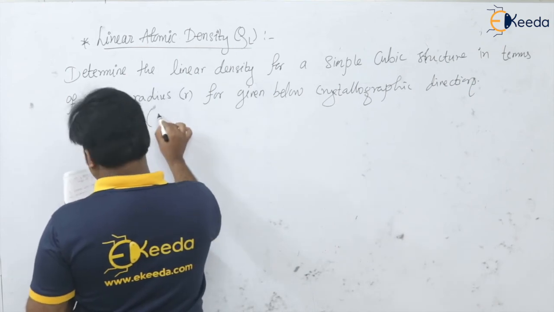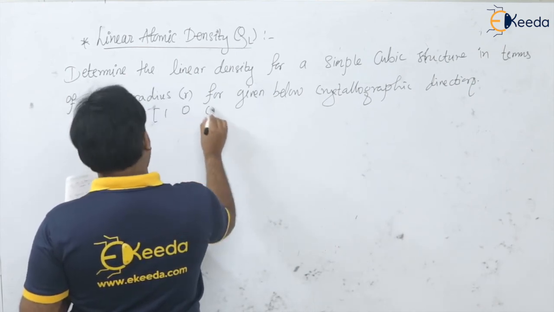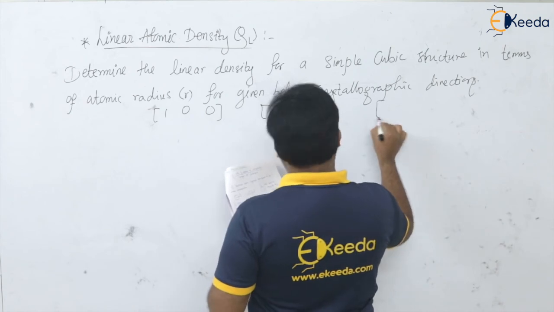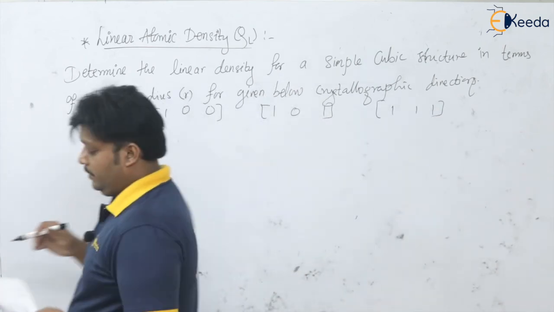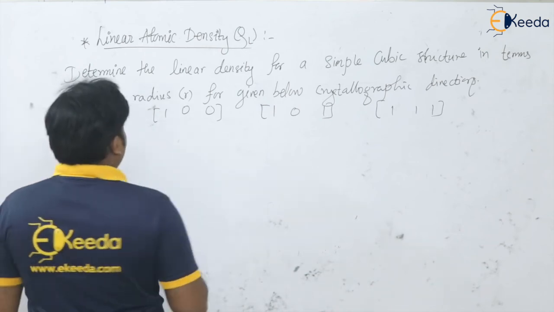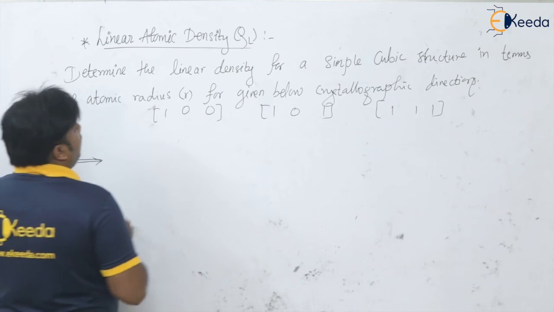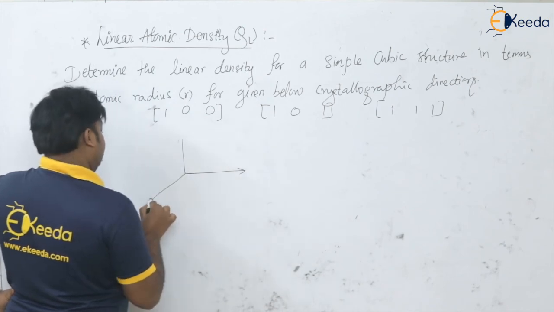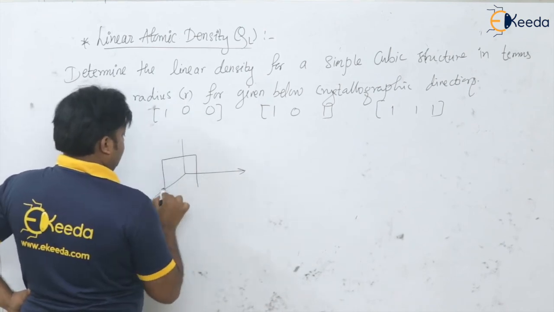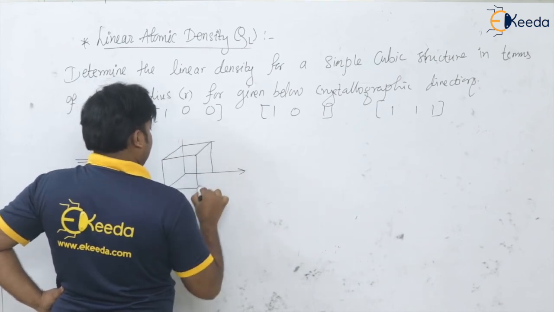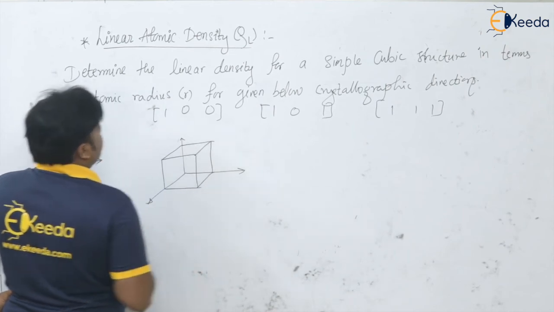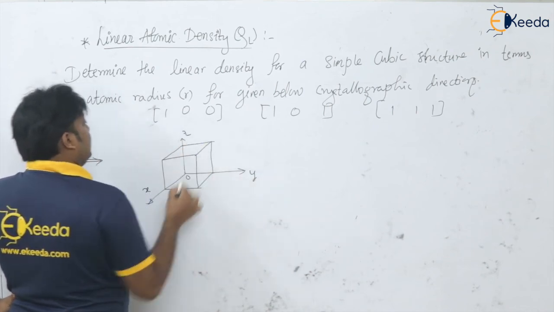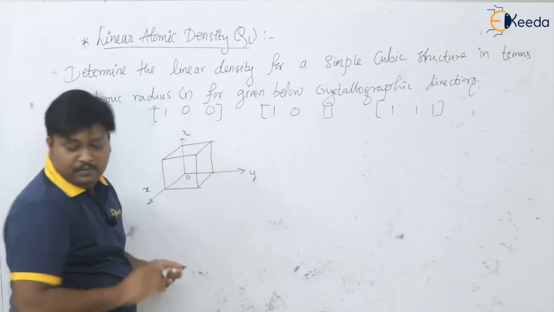Which directions are given? The directions given are 100, then 101 and direction 111. Let us calculate. Take this plane here first. This is the plotting of this plane, 100. This is the origin, this is x, this is y, this is z. X 1, y 0, z 0. See, I am drawing here.